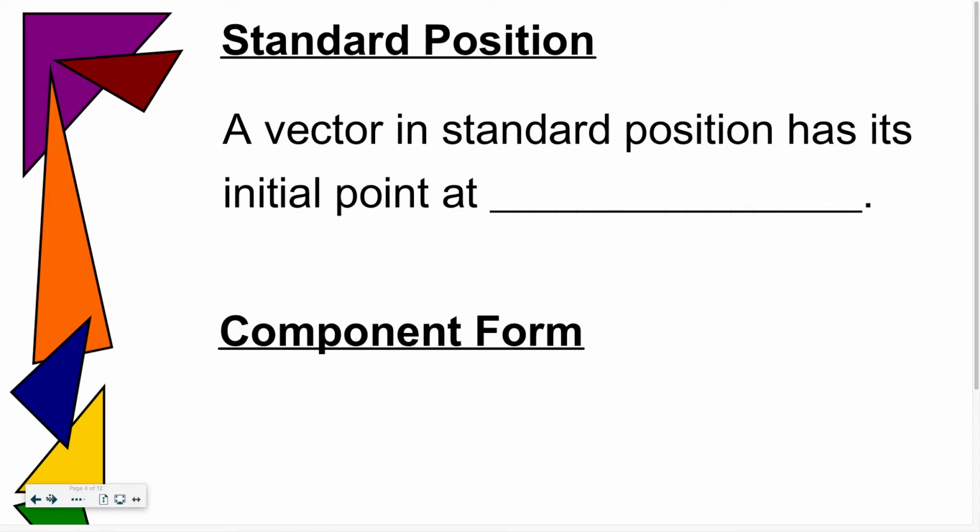Now we're going to be talking about a vector in standard position. A vector is not a full angle. It doesn't have 2 sides to it. It's just one directed line segment. So the key here for a vector in standard position is its initial point is at 0, 0, which is the origin.